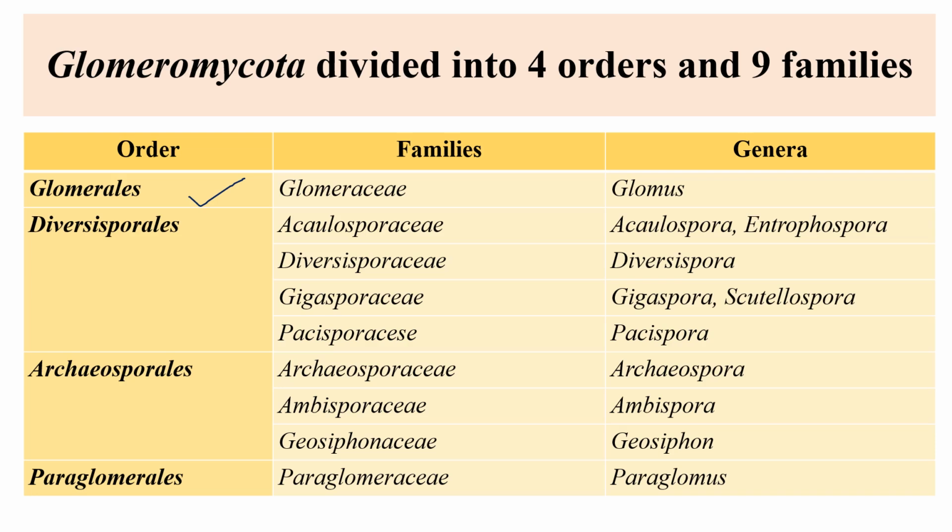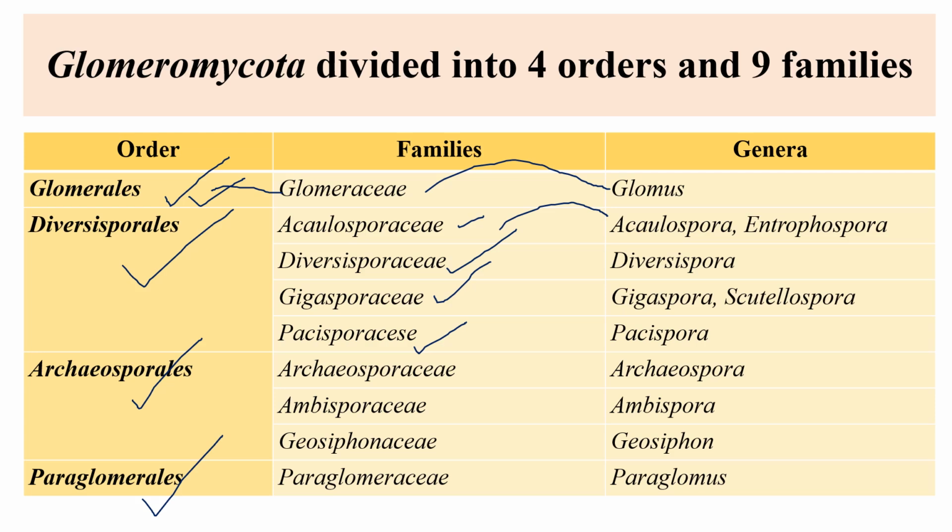Okay, so there are four important orders: Glomerales, Diversisporales, Archaeosporales, Paraglomerales. In the Glomerales, only one important family is there, Glomeraceae, and the important genus is Glomus. When it comes to Diversisporales, four important families are there: Acaulosporaceae, Diversisporaceae, Gigasporaceae, Pacisporaceae. Acaulosporaceae has Acaulospora and Entrophospora. Diversisporaceae, Diversispora. Gigasporaceae, Gigaspora and Scutellospora. Pacisporaceae, only one important genus, Pacispora.